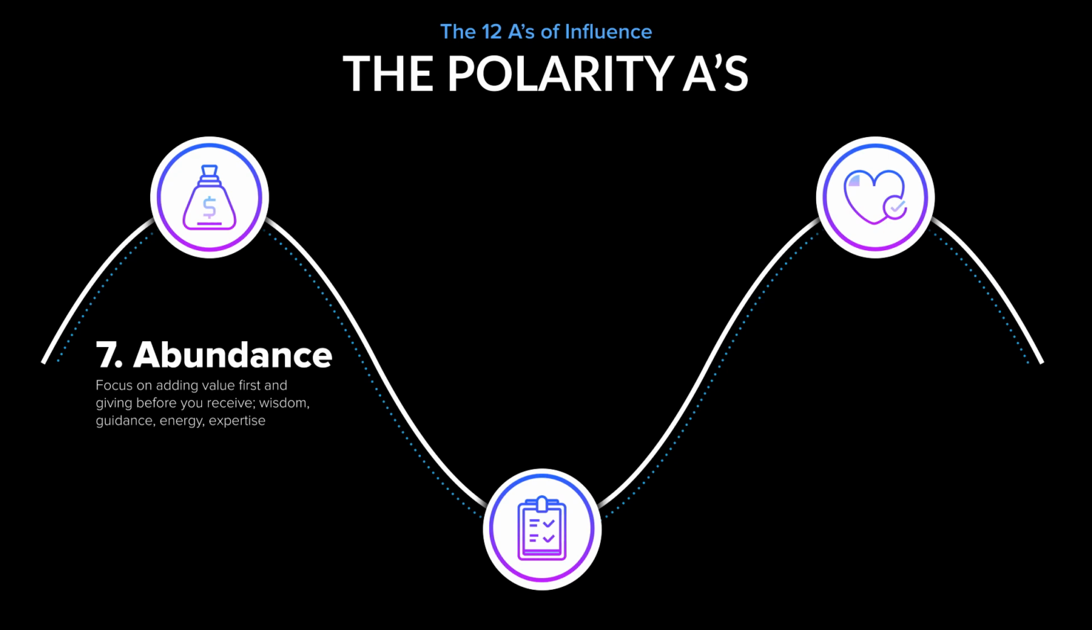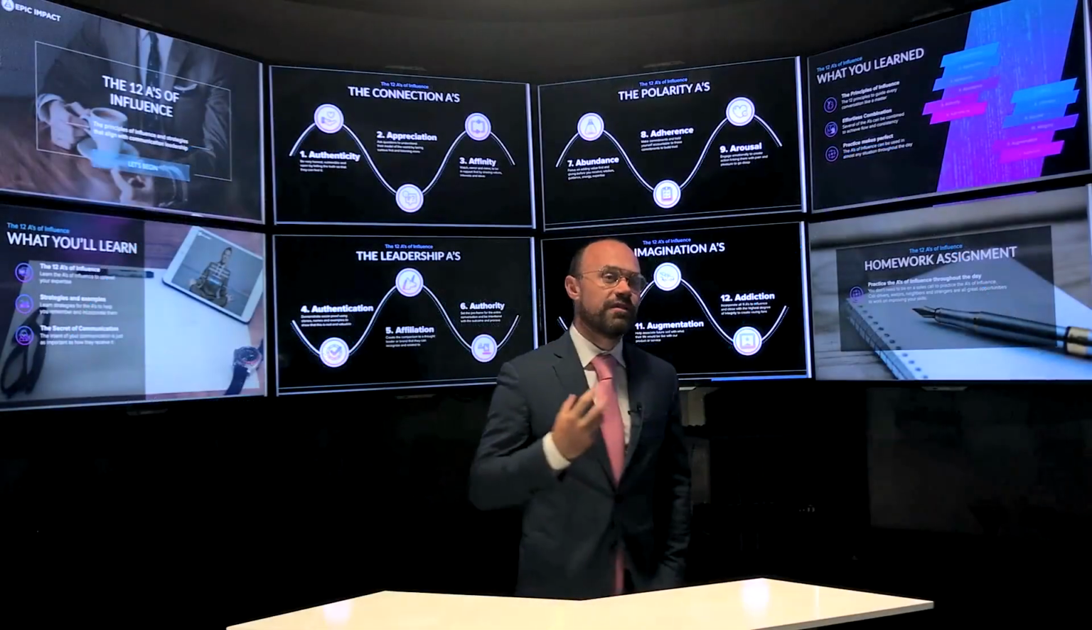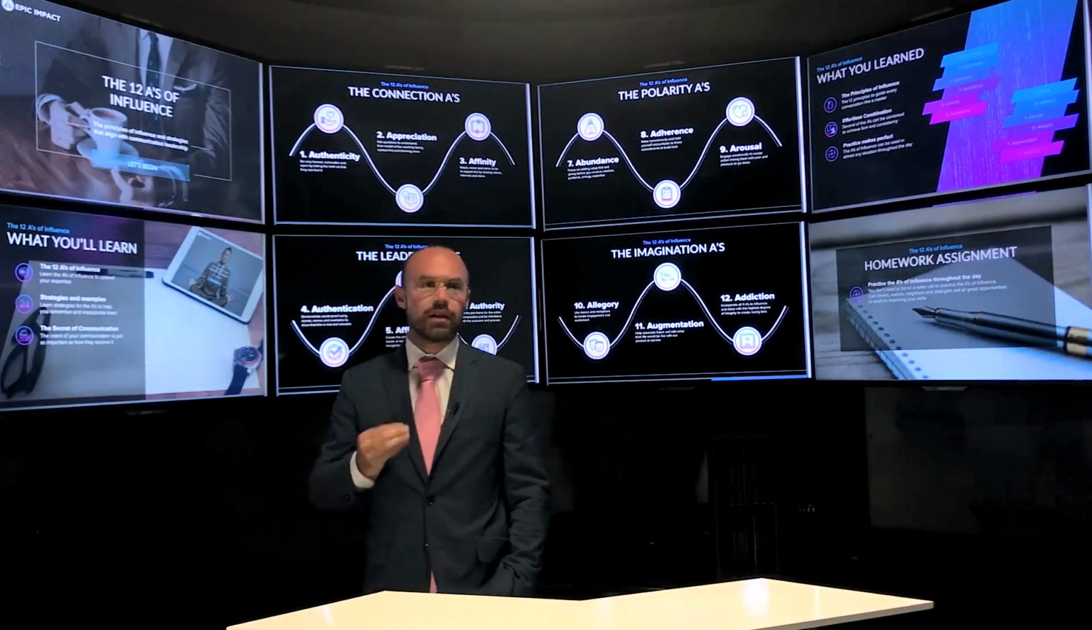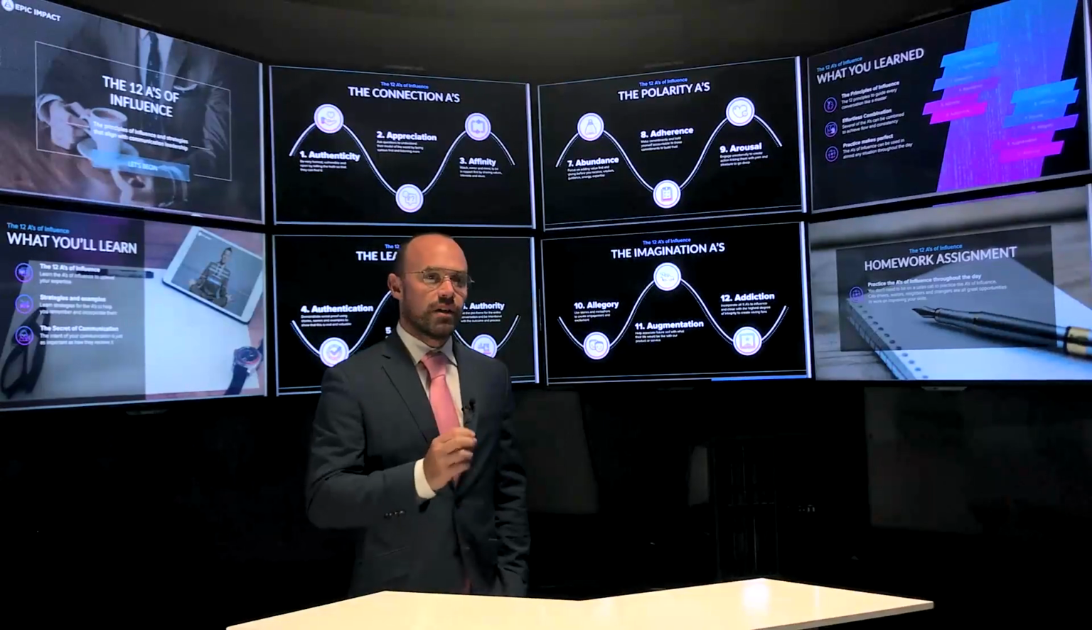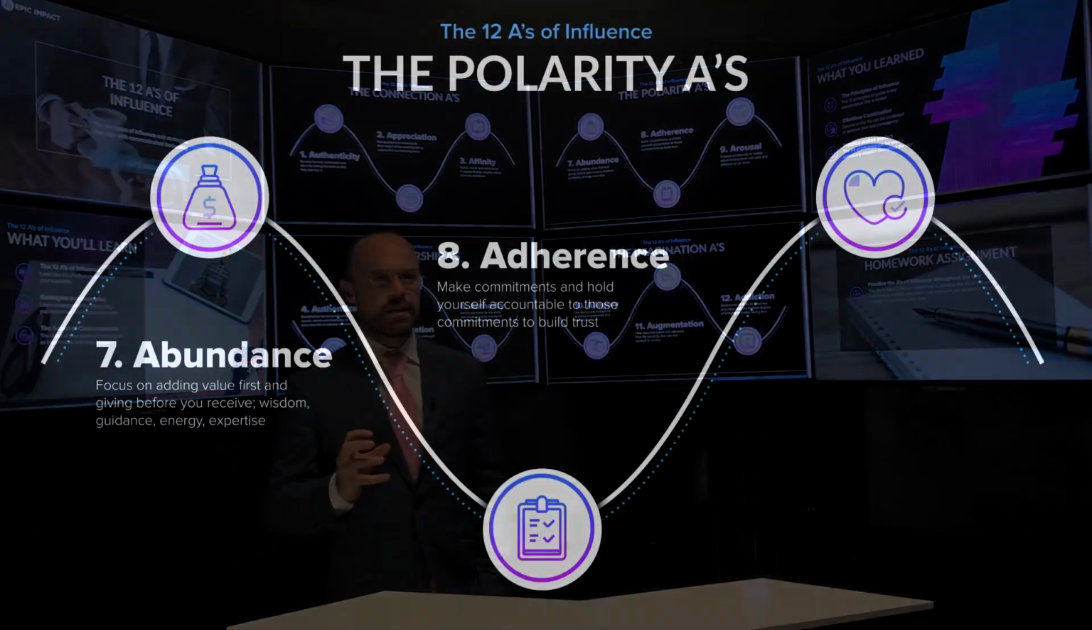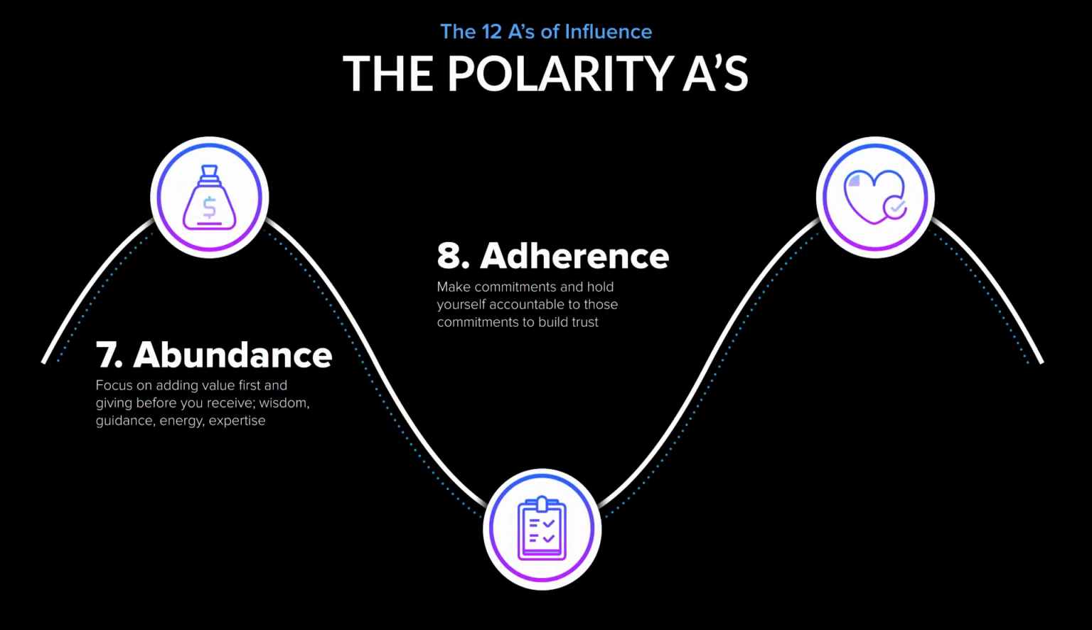The next polarity A is adherence. Adherence is helping a prospect make small commitments to hold them accountable, and this allows everybody to build trust. You see, we want to be in integrity and in alignment with what we say we're going to do. So when we invite a prospect to make little commitments, to follow our lead just with little yeses, this creates a certain level of adherence.